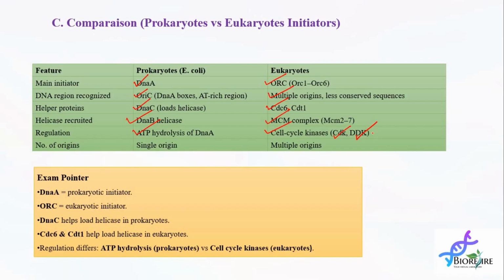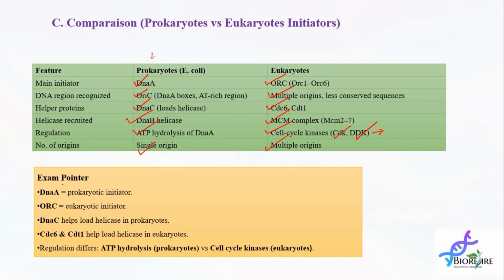It will be helpful to activate the initiator complex. The number of origins is only one in prokaryotes, and in eukaryotes multiple. Okay, these are the key differences, or comparison of initiators in eukaryotes as well as in prokaryotes.